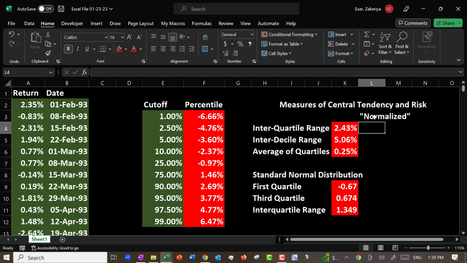Normalized. So you take that one. That's kind of, given its standard deviation, I should expect something like that. I'm not gonna do it for deciles, but you could.